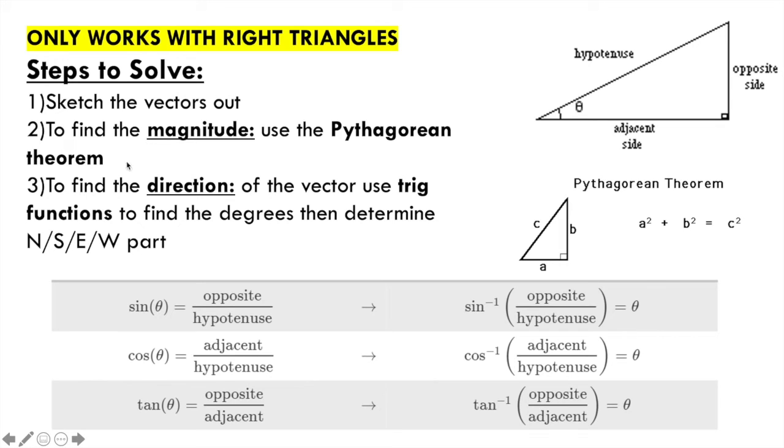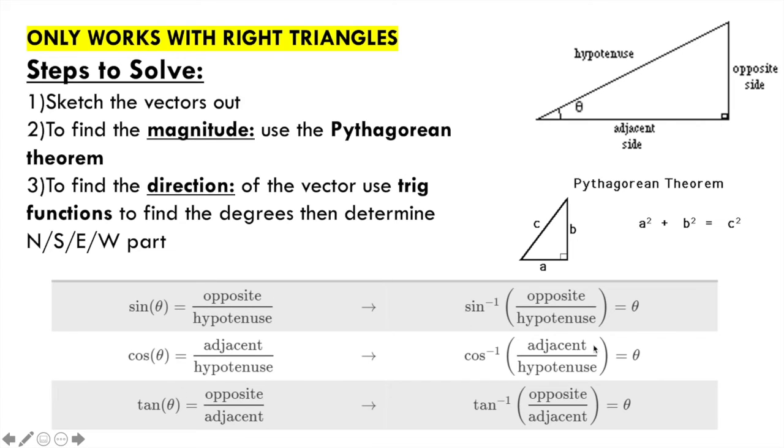Then you're going to use Pythagorean theorem to find your magnitude. Now you might be finding the hypotenuse, like I just said with 5 meters east and 10 north, you'd be finding the hypotenuse. You also could use Pythagorean theorem and solve for one of the legs of the triangle. So that's why sketching out is important, to make sure you know if you're solving for the hypotenuse or one of the sides of the triangle. And then to find the direction, you're going to use trig functions to find the degrees. And then you have to determine the compass part, the north, south, east, west part of it, because you can't just say 30 degrees. I need to know which way that 30 degrees is going. So on here you have your trig functions.